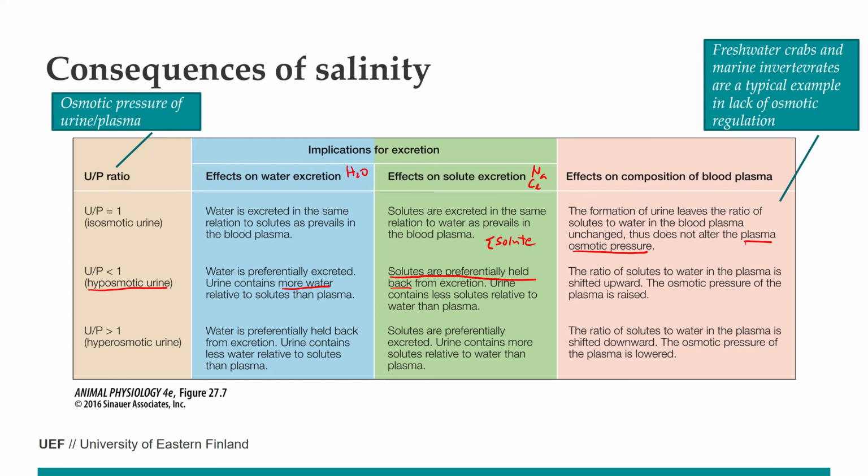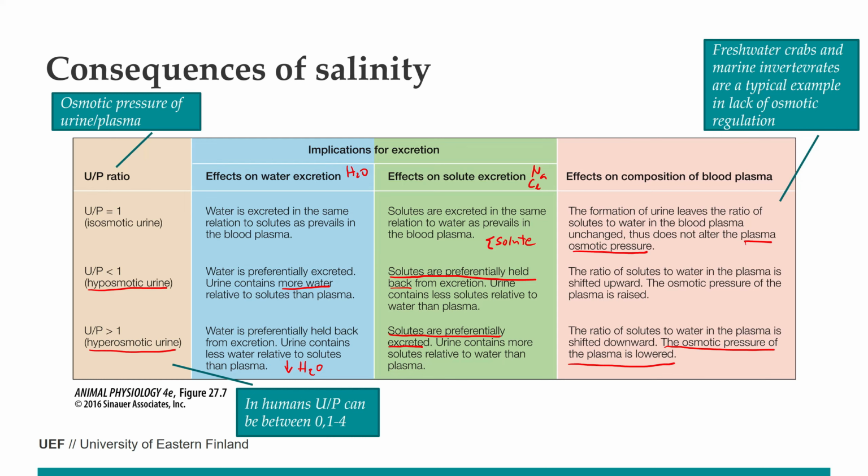And then we might also have hyper-osmotic urine. So now we are reducing the water release, so we want to save the water, and we are using this excretion mainly to get rid of the solutes. And therefore, if we are taking the water back, then we are lowering the osmotic pressure of the plasma.